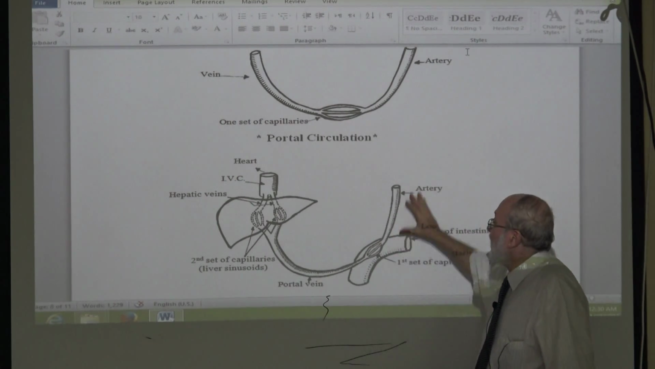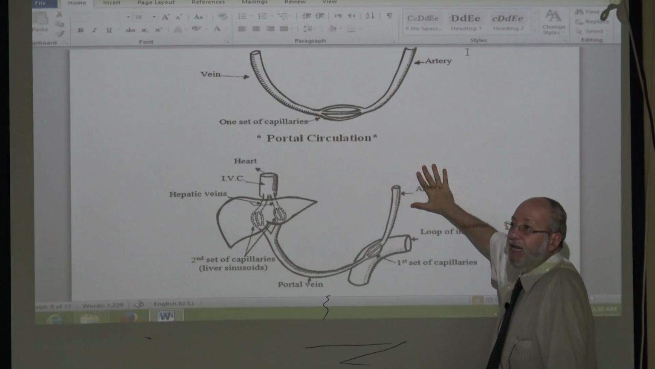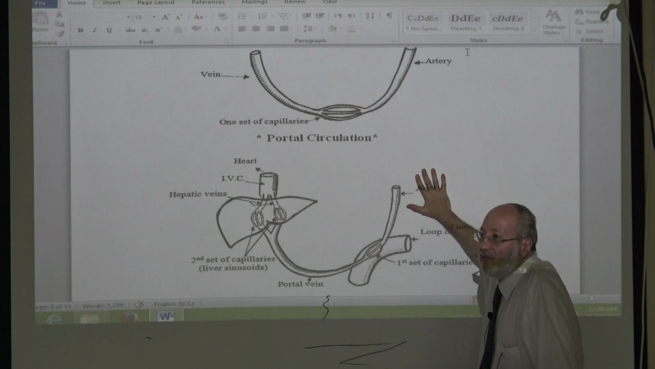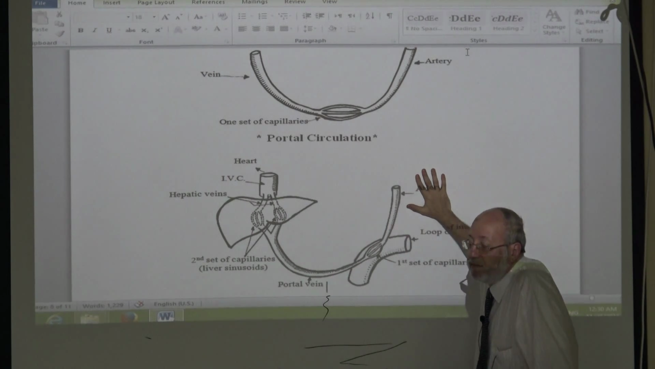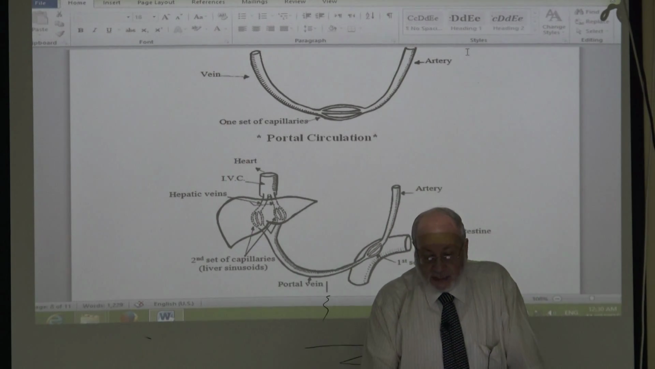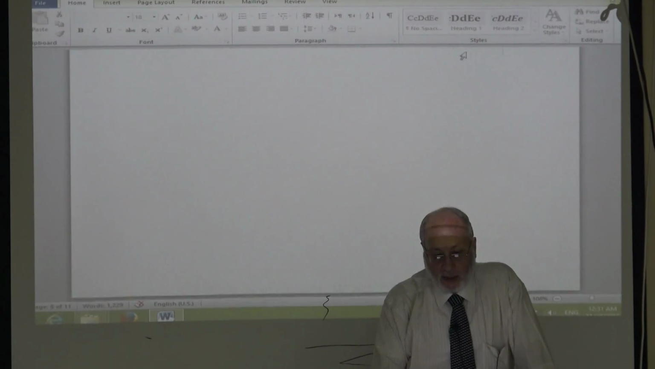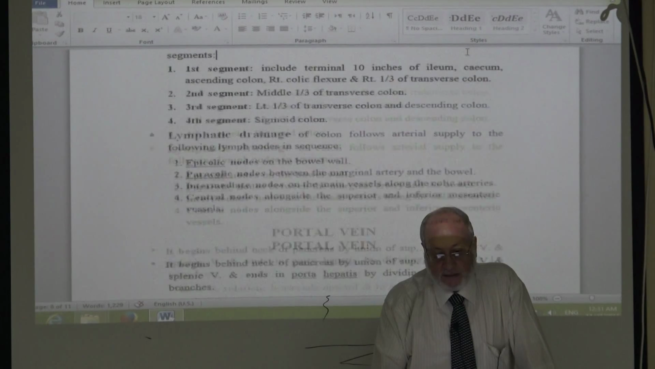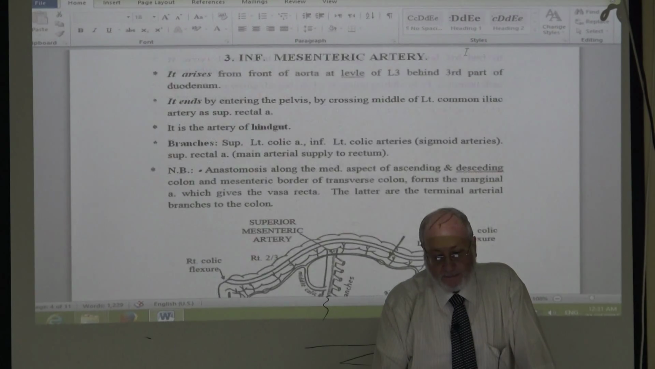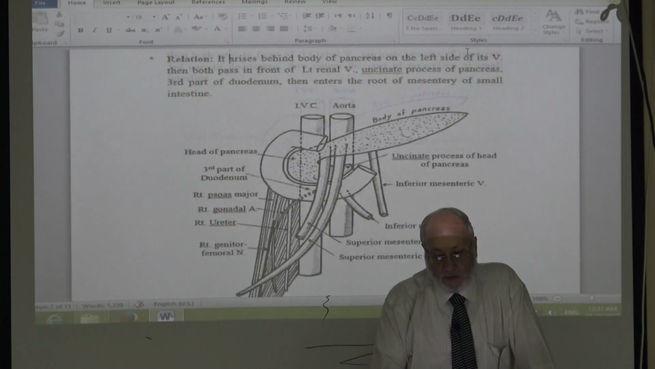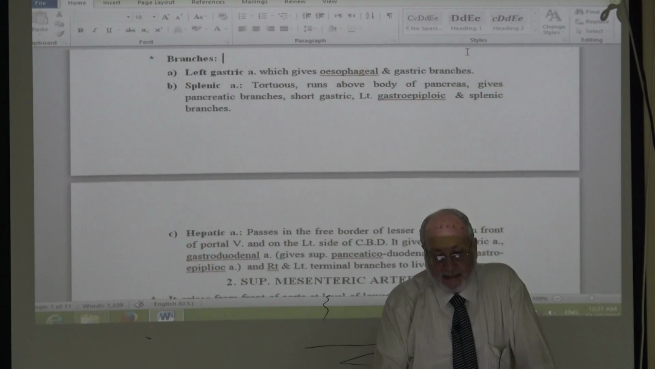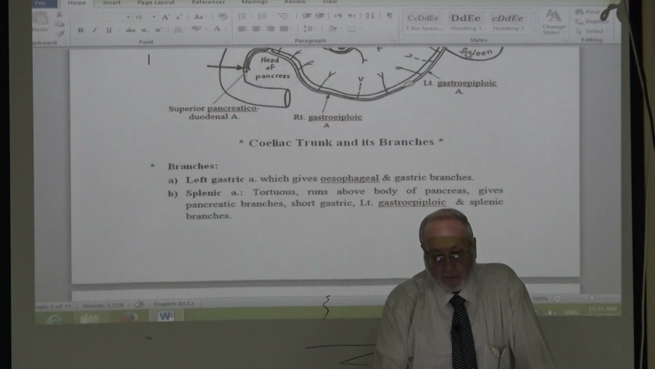Let us start with the beginning. The beginning of the story is the arterial supply of the gut. The arterial supply of the gut is 3 arteries: celiac trunk, superior mesenteric, and inferior mesenteric.